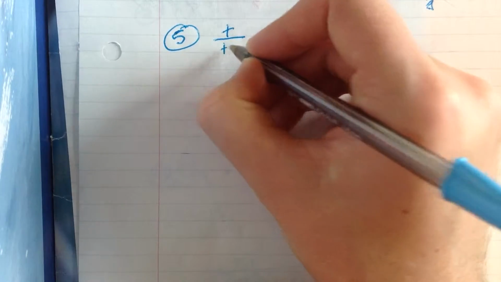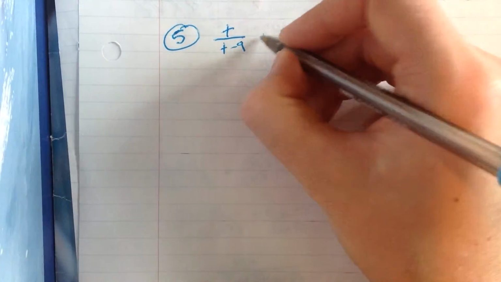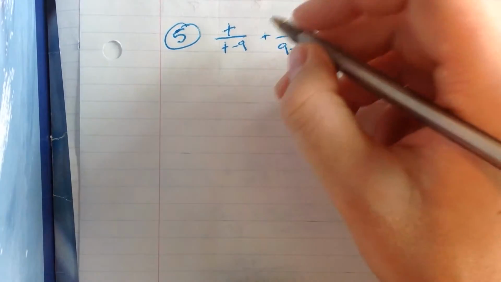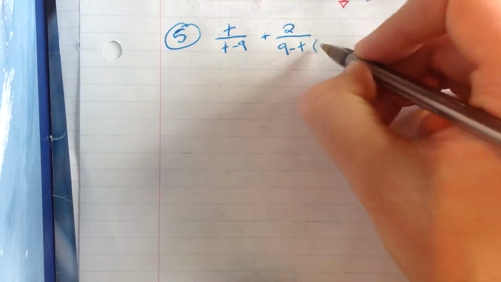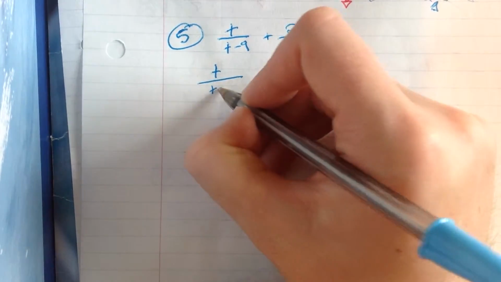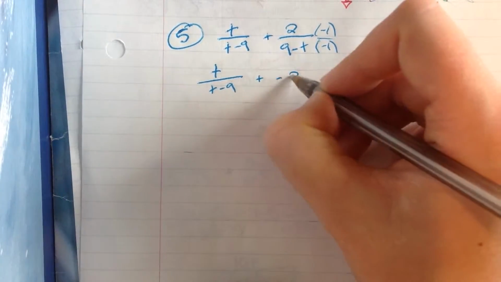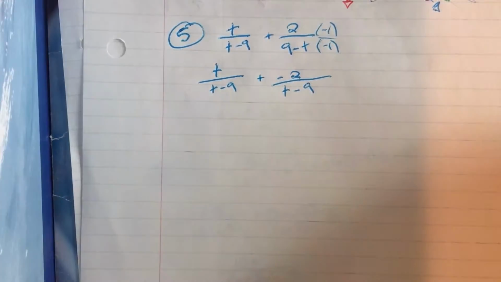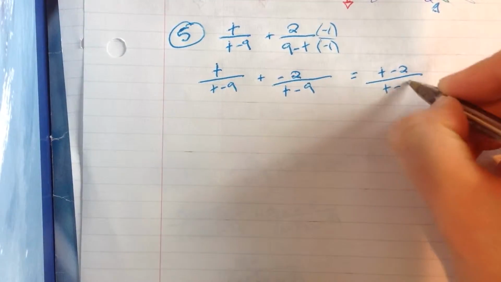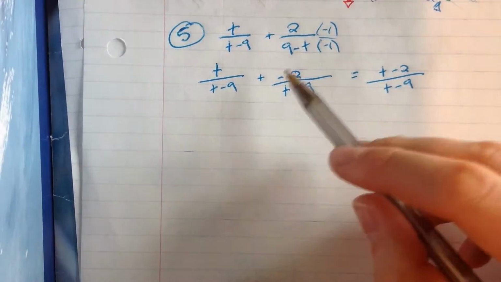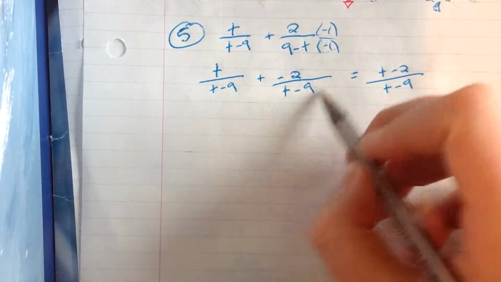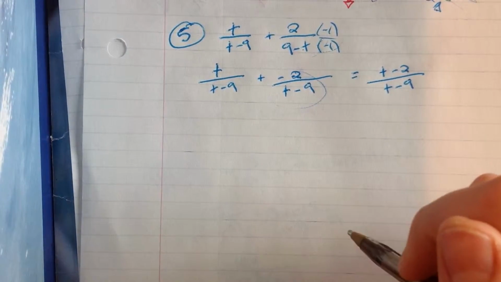t all over t minus 9 plus 2 all over 9 minus t. Actually, what we can do is multiply by negative 1 the top and bottom of this fraction, and we get t all over t minus 9 plus negative 2 all over t minus 9. So adding them together, t minus 2 all over t minus 9. So our common denominator was there all along, it just needed to be manipulated a little bit. If I want to switch the signs and where they're at, multiplying by negative 1 is a really good option.